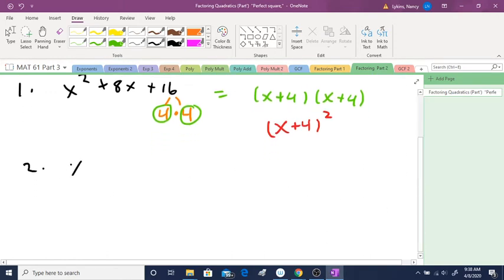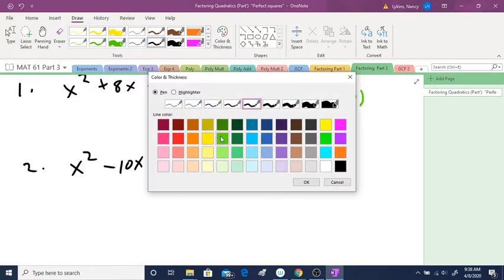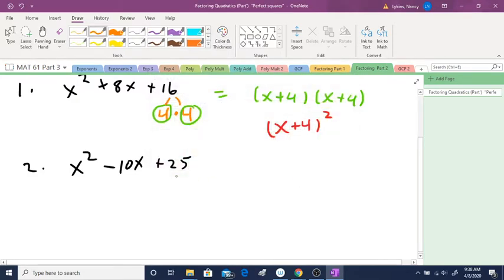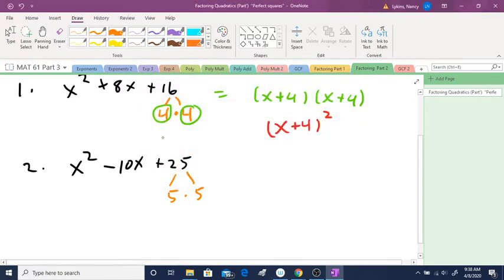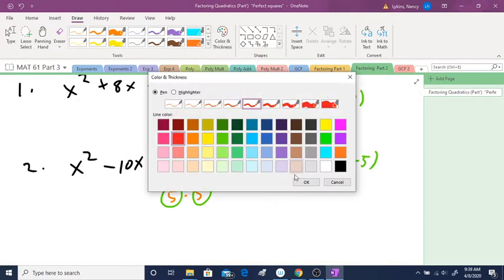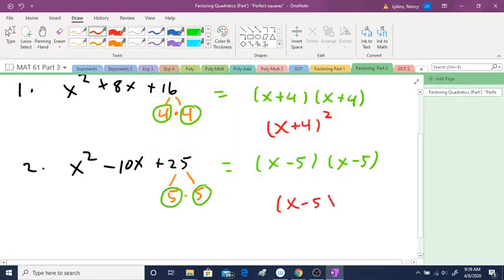What about when you have x squared minus 10x plus 25? This too is also a perfect square. Now notice something. Notice that since this is a plus 25 and that's a minus 10, I need to take the negative 5 and negative 5 to give me a negative 10. So that's x minus 5, x minus 5. And since I've got 2 of these, we can simplify this down to x minus 5 squared.